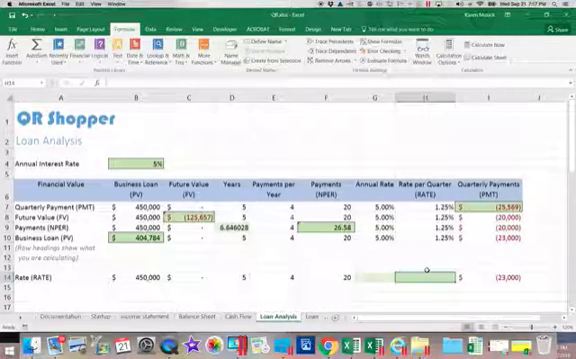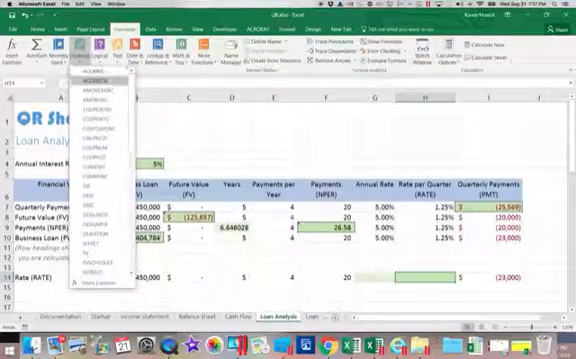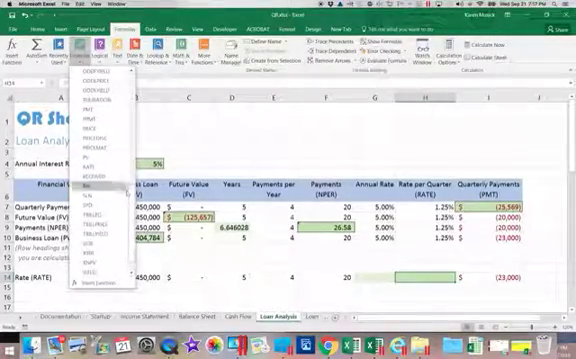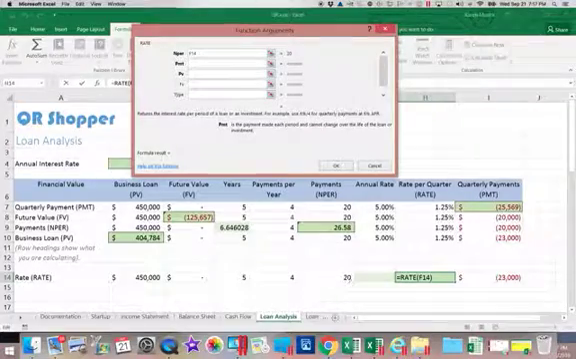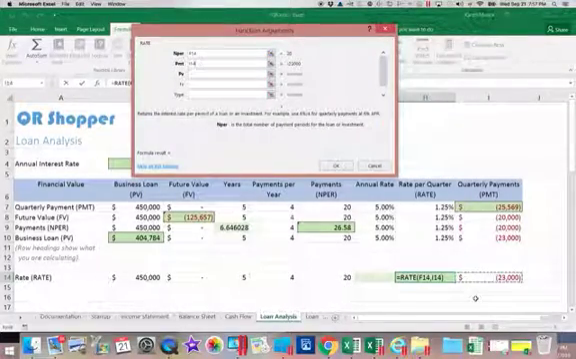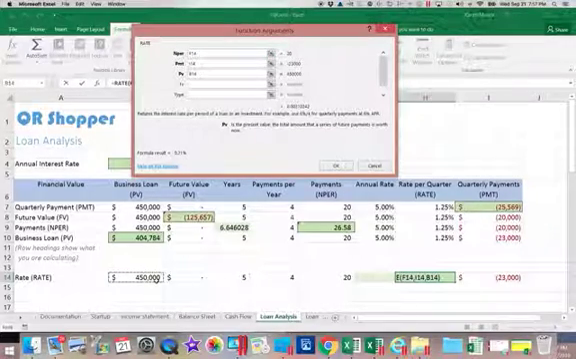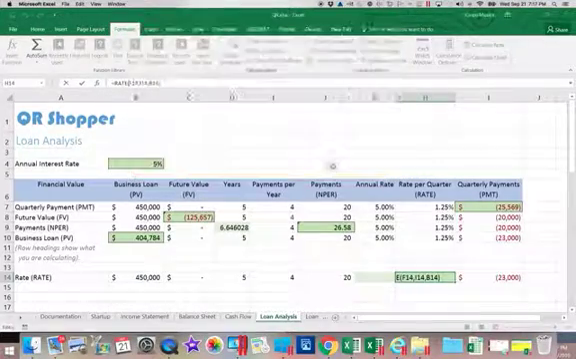So let's go ahead and calculate our rate per quarter that we would need. So we're going to go to financial, we're going to go down to rate. So I have 20 payment periods, a payment amount of that $23,000, and a loan amount of $450,000. And I want to see how much would the interest rate be if I paid off the loan. So it's 0 or blank, and type is blank.